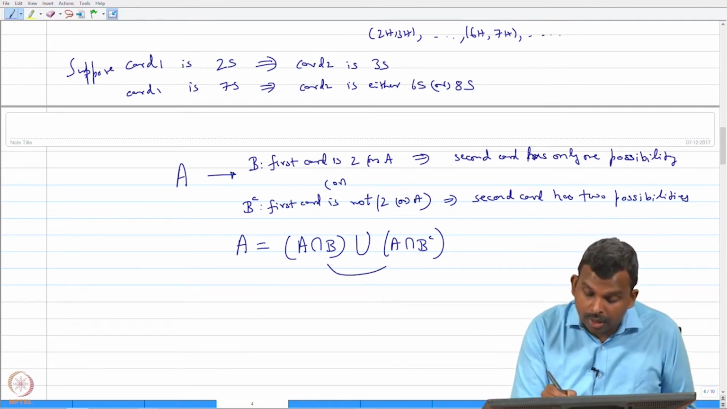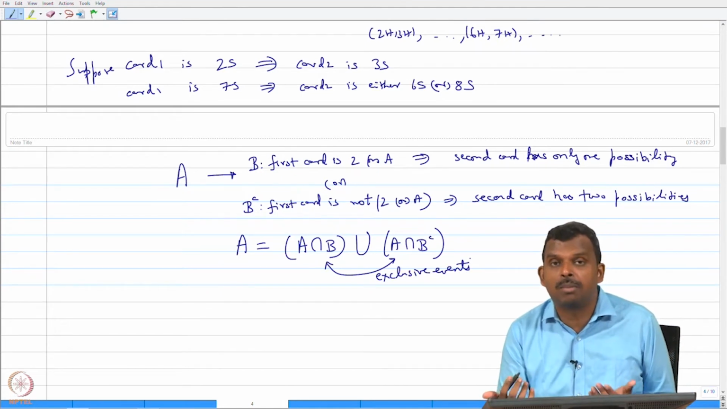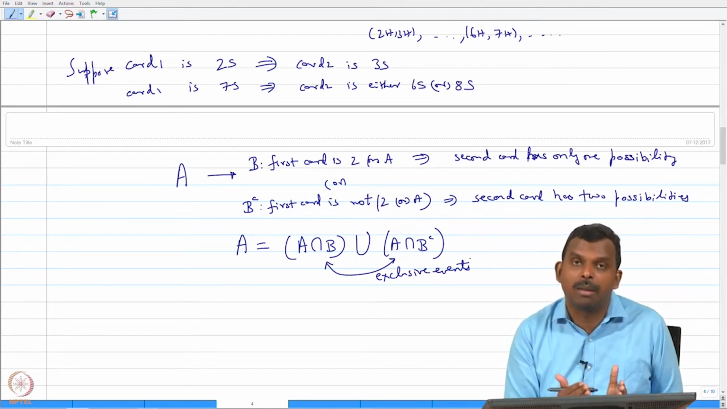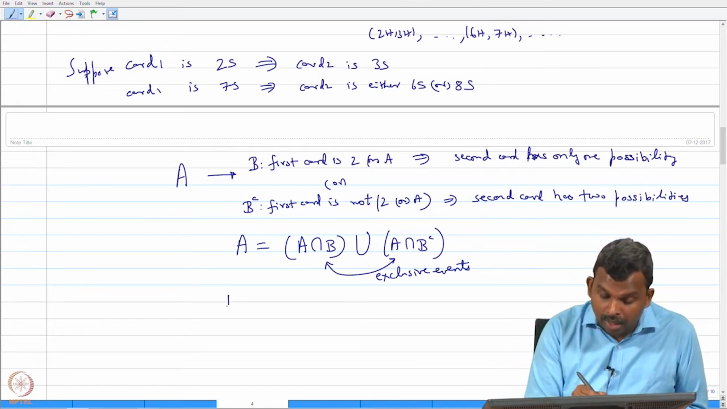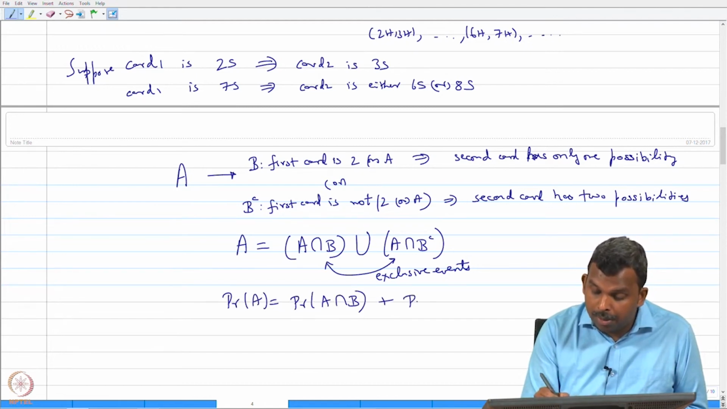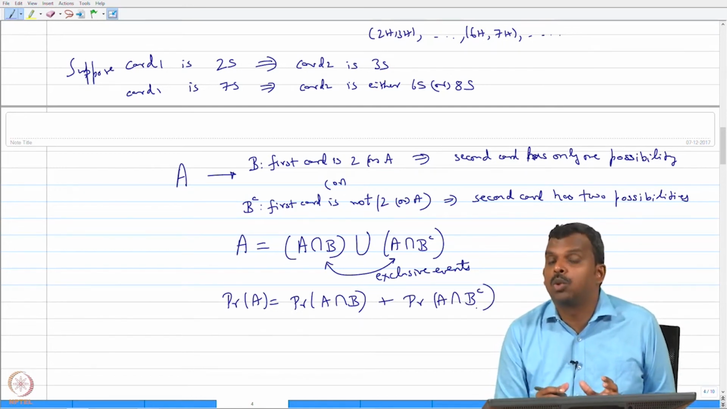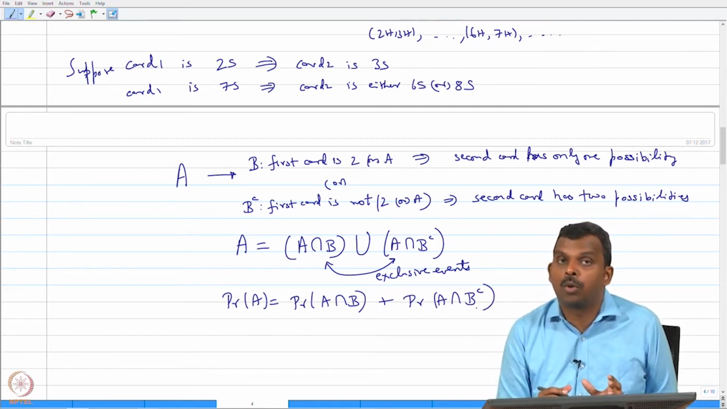Now, notice these two things are exclusive events. What do I mean by exclusive events? Either B happened or B did not happen. If B happened, B complement could not happen. So, if you look at it this way, probability of A is actually probability of A intersect B plus probability of A intersect B complement. This is the first step in most of these conditioning methods for finding probabilities.